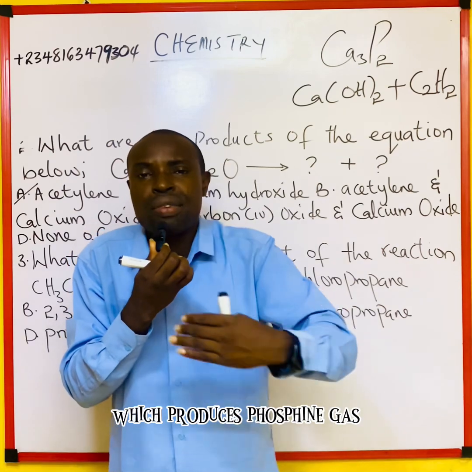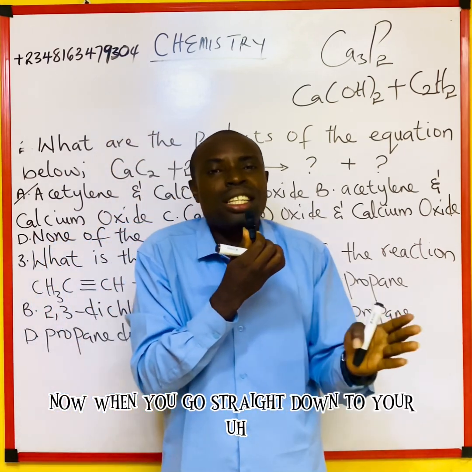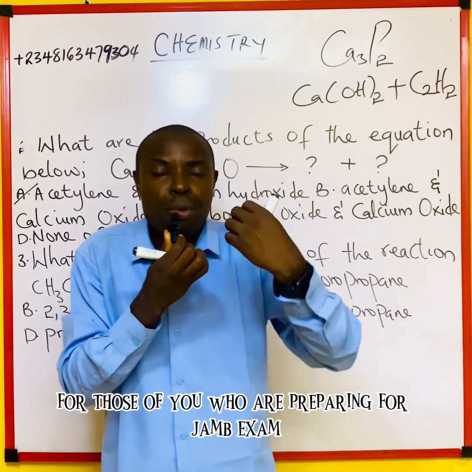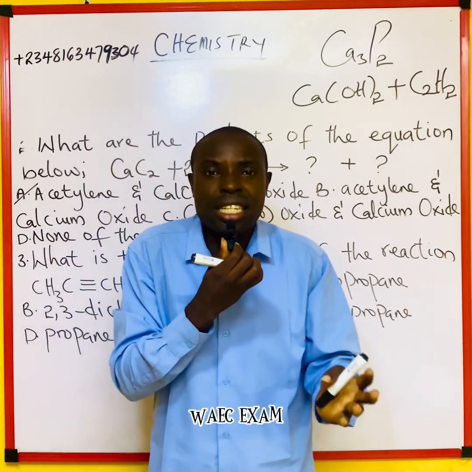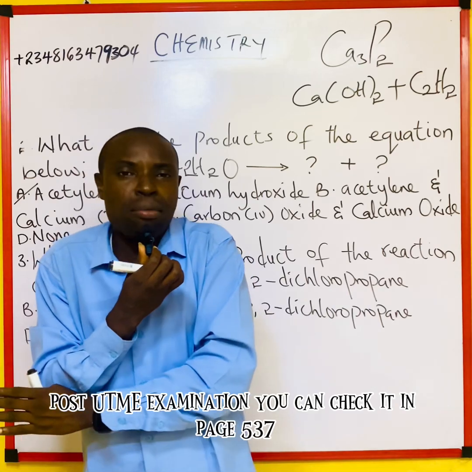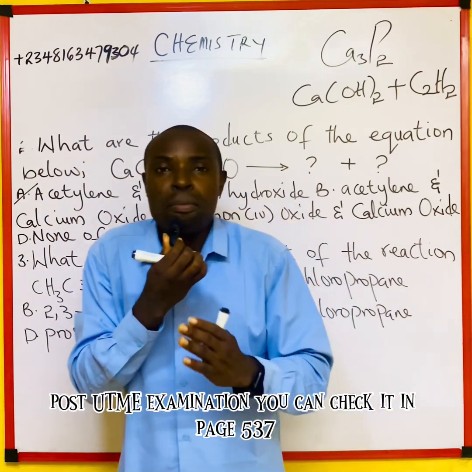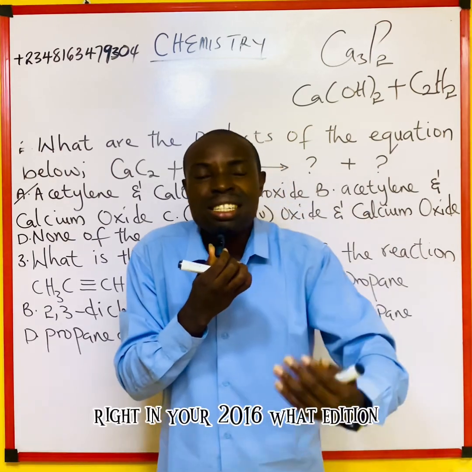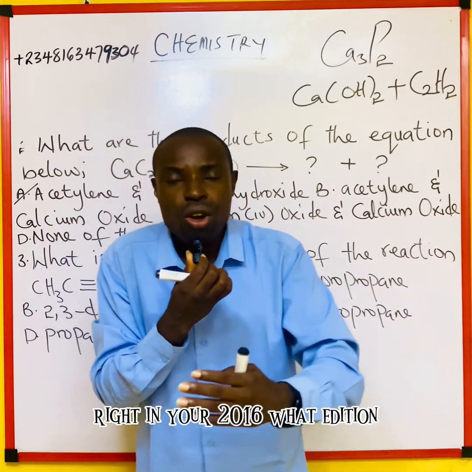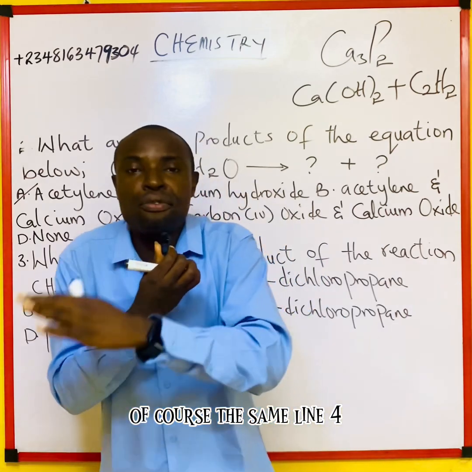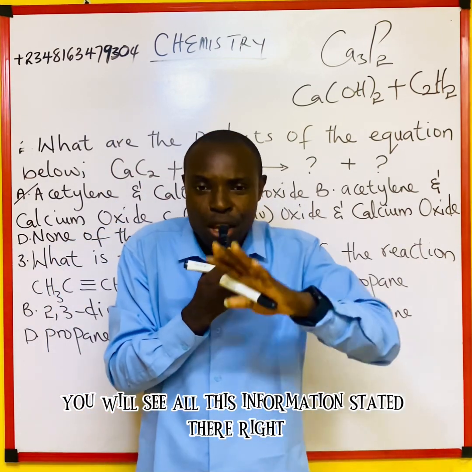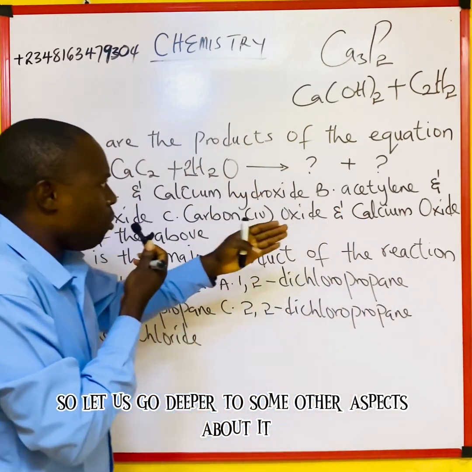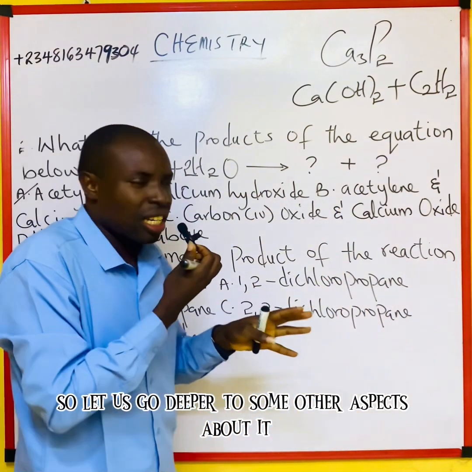Which produces phosphine gas. Now, when you go straight down to your NIS 2 chemistry, for those of you preparing for JAMB, WAEC, POST-UTME examination, you can check it in page 537, in your 2016 edition. Of course, the same line 4, you will see all this information stated there. So let us go deeper to some other aspects about it.